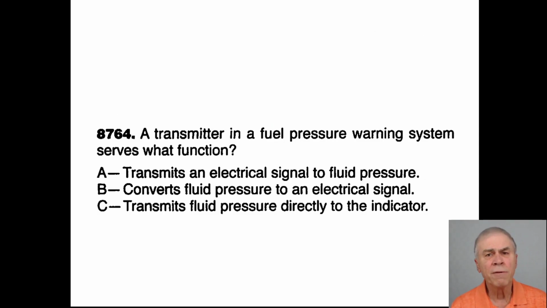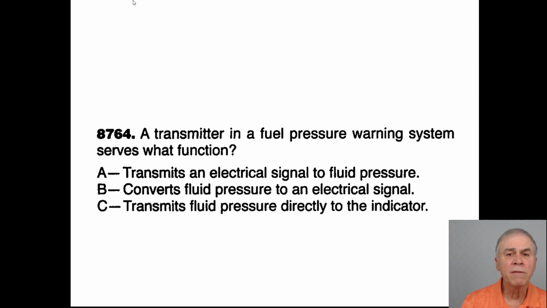A transmitter in a fuel pressure warning system serves what function? So what function would the transmitter in the warning system serve? Does it A, transmit an electrical signal to fluid pressure? Not exactly true, it does transmit an electrical signal. Or does it B, convert fluid pressure to an electrical signal? It's not actually the job of a transmitter to do any converting. Or does it C, transmit fluid pressure directly to the indicator?